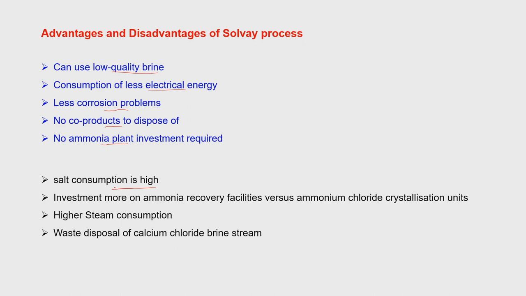On the downside, the investment is more on the ammonia recovery facilities versus ammonium chloride crystallization units. There is also higher steam consumption because of the calcination of both the limestone as well as sodium bicarbonate. And then there is the problem of the calcium chloride brine stream, the byproduct, which has not much use anywhere. That is why this is one of the gray areas for the Solvay process. Nevertheless, this is widely adopted in industries and it is the prominent process. So, I will finish here.